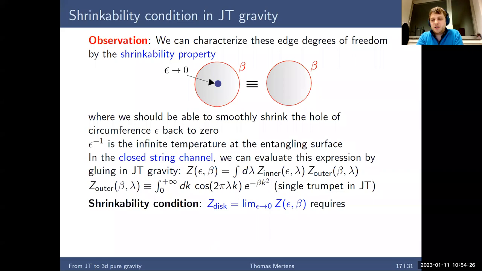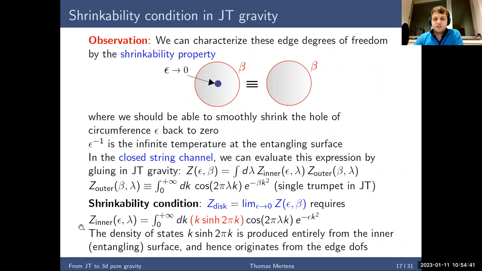So we need to have that this object here with the two boundaries, the outer boundary and the inner boundary, should have the property that if we shrink the inner boundary to zero, we should just get the full disk partition function, which we already know is the JT disk partition function. So this uniquely determines that this inner piece has to look like this. So it's an integral over K, and then K sinh 2 pi K.